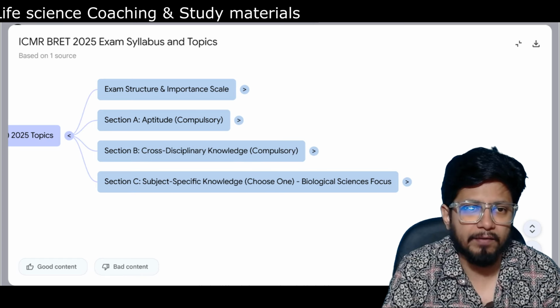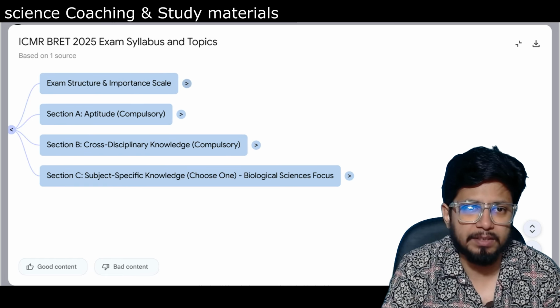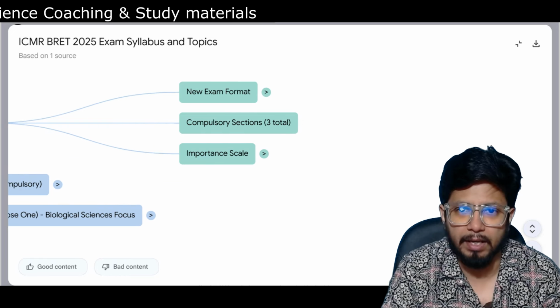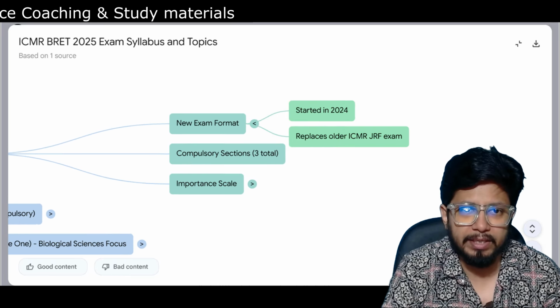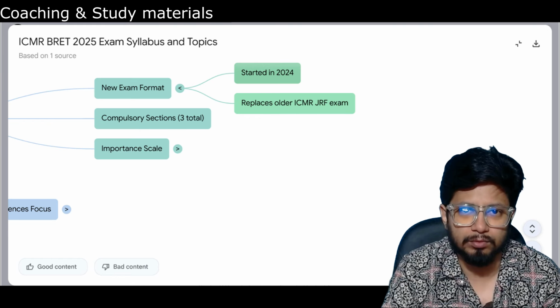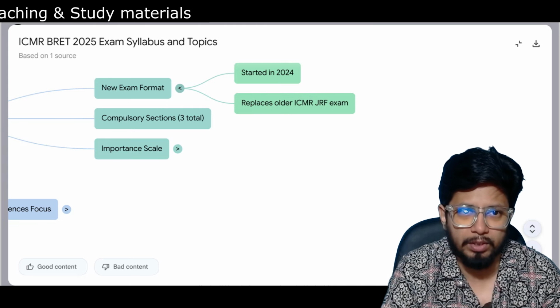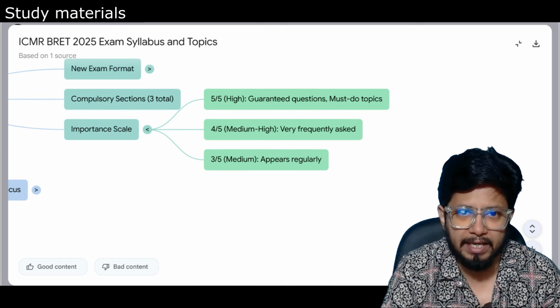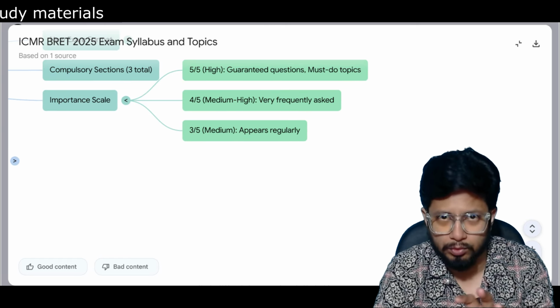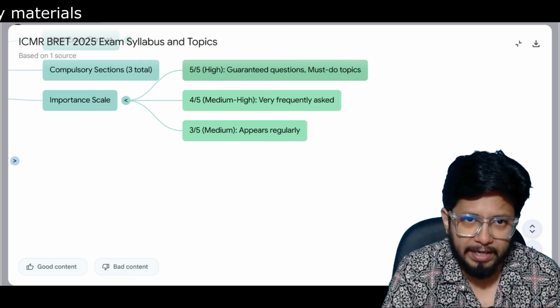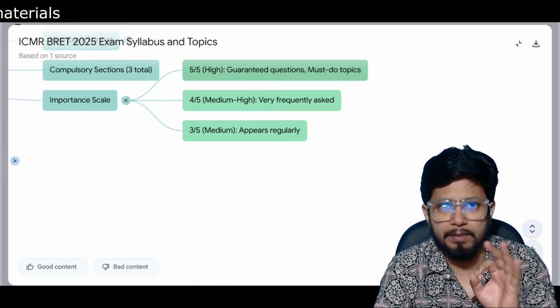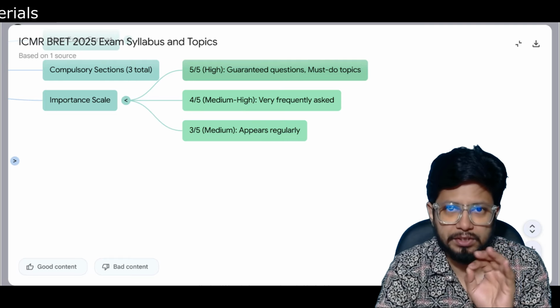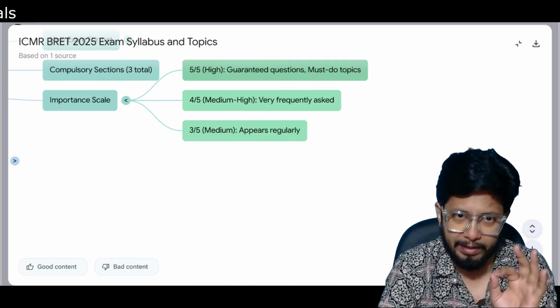So here we have the exam structure and importance scale that I'm going to share. The new exam format started in 2024 and replaces the old ICMR exam pattern. There are 3 compulsory sections in total, and the importance scale that we will use in this video is 5 out of 5 as the highest importance. That means a guaranteed question from the topic if I rate it 5.